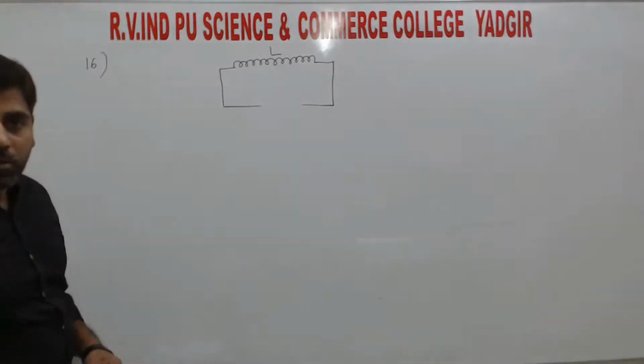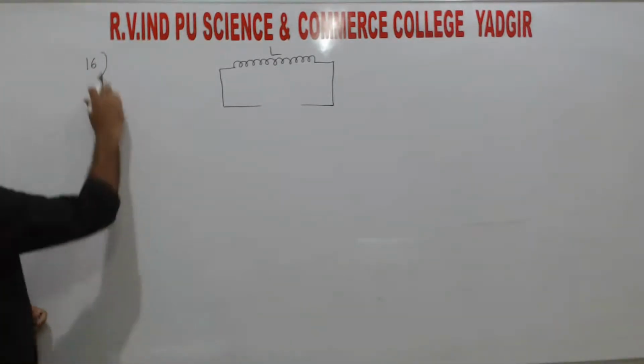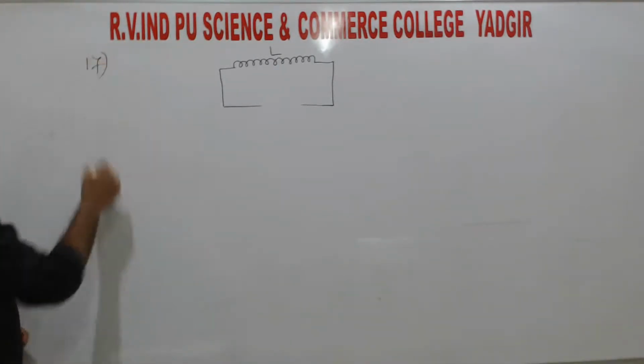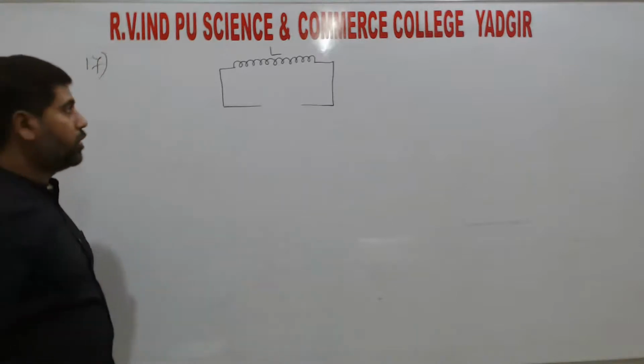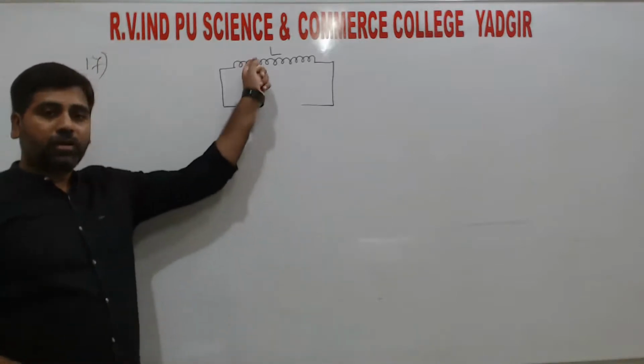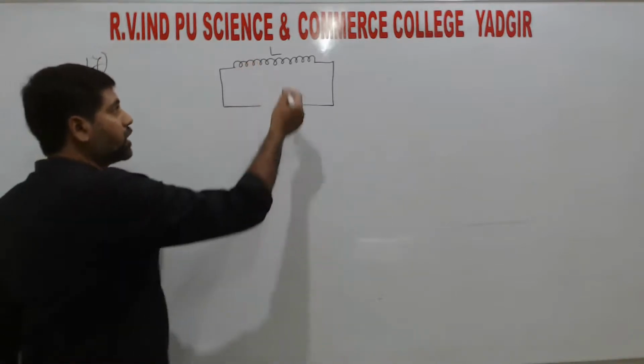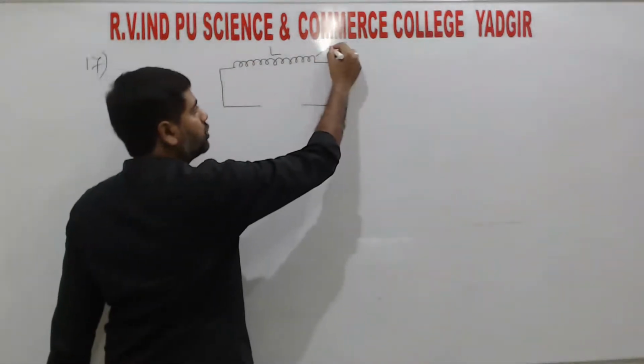So next, question number 17. Derive the relation for the energy stored in the coil. So the coil having the inductance L. So this is the coil.